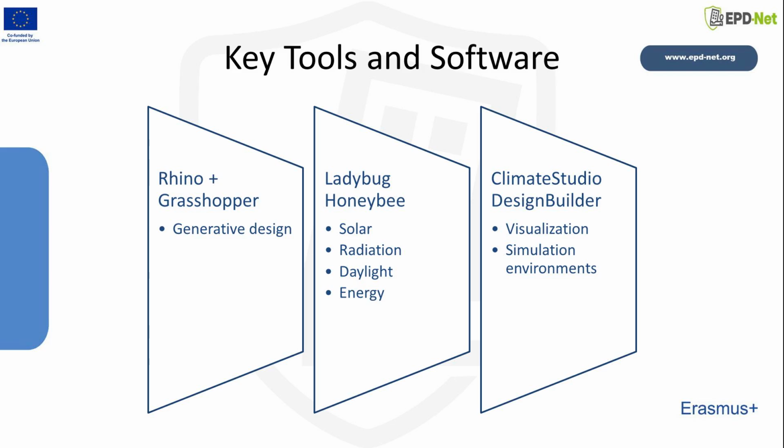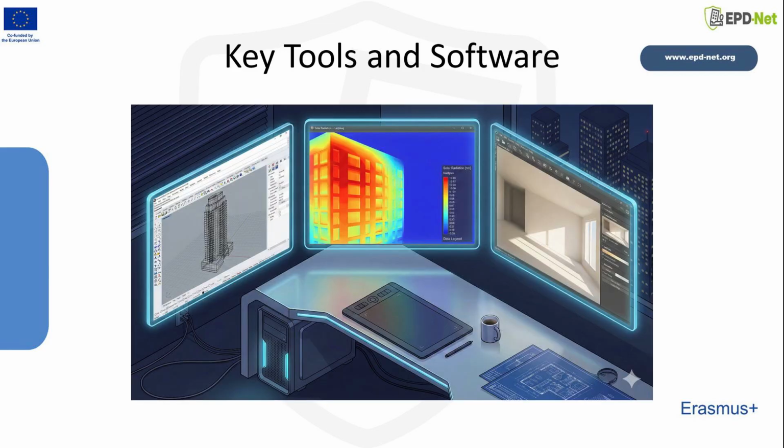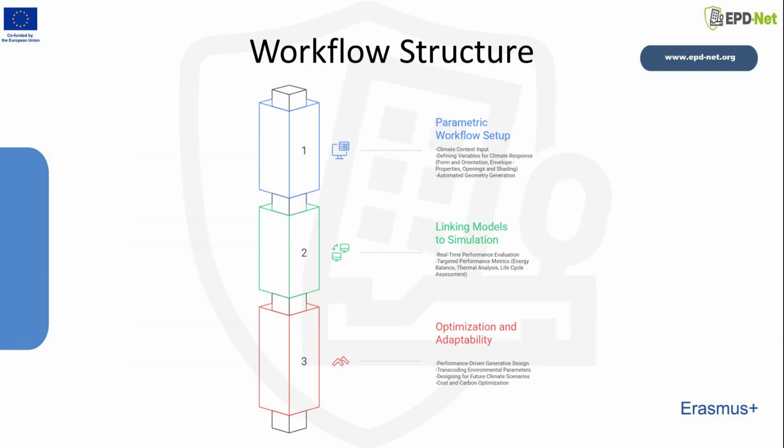There are lots of software and tools for parametric design, but the most commonly used software will be explained here. Three main categories are created to differentiate their functions and workflow: Rhino plus Grasshopper, Ladybug plus Honeybee, Climate Studio plus Design Builder.